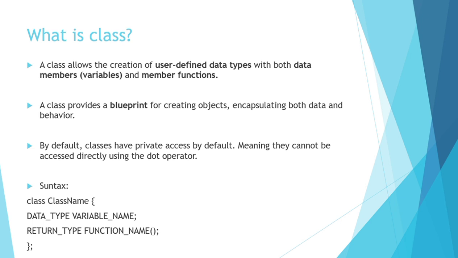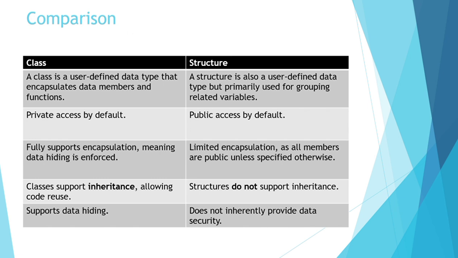One of the biggest differences between a class and a structure is data security. Unlike structures, class members are private by default, meaning they cannot be accessed directly using the dot operator. Instead, special functions called getters and setters are used to control access to private data. This ensures that the integrity of the data is maintained and prevents accidental modifications by external functions.